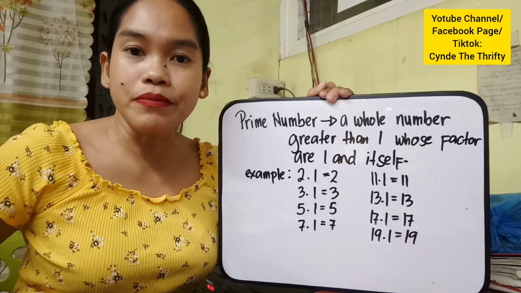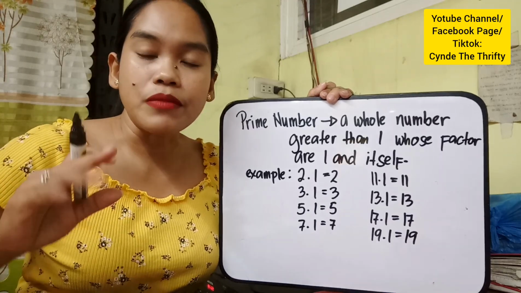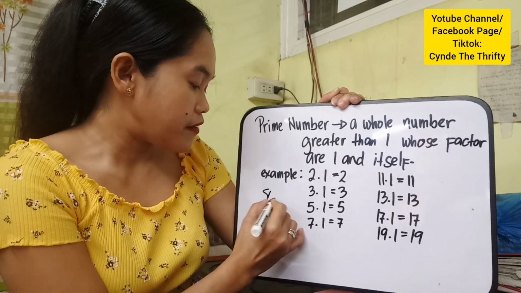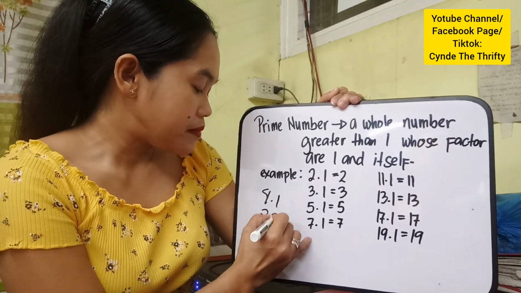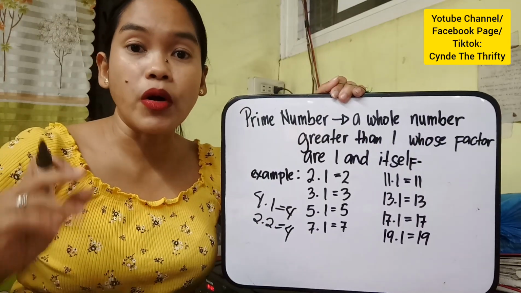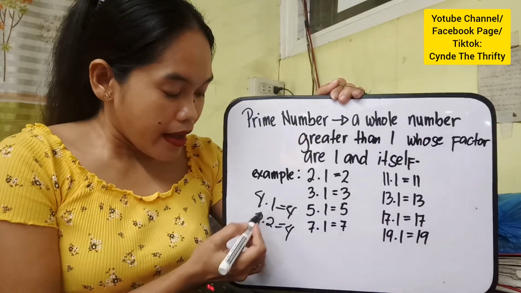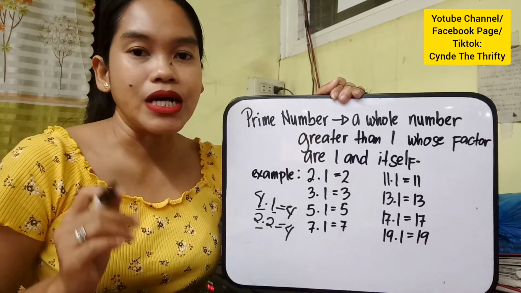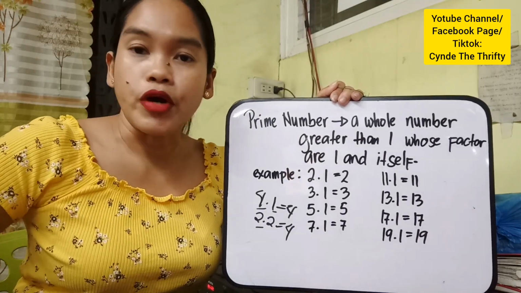Kapag ang number mo is merong more than 2 factors, for example, 4. So, si 4 is magiging 4 times 1 and 2 times 2. So, ayan, si 4 is more than 2 yung kanyang factor. So, meron siyang factor na 2, meron siyang factor na 4 and 1. So, hindi siya prime number. Ang tawag sa kanya is composite number.